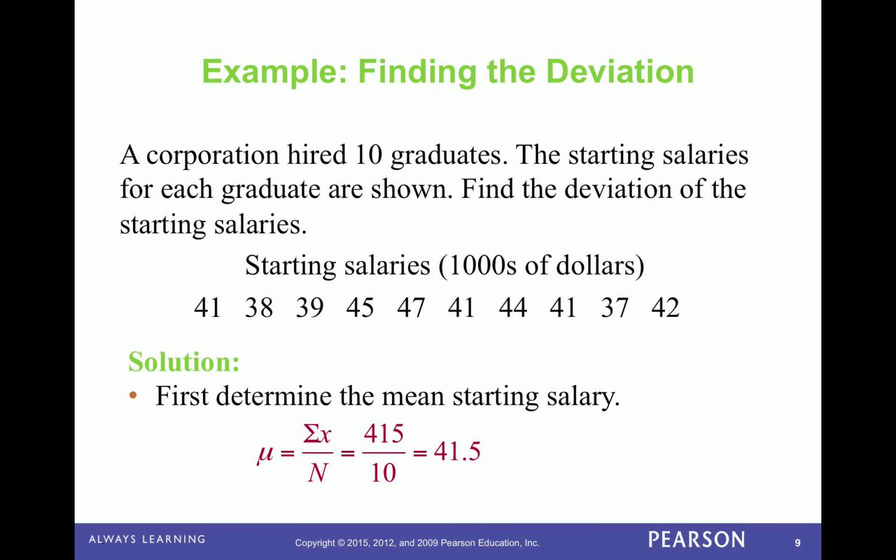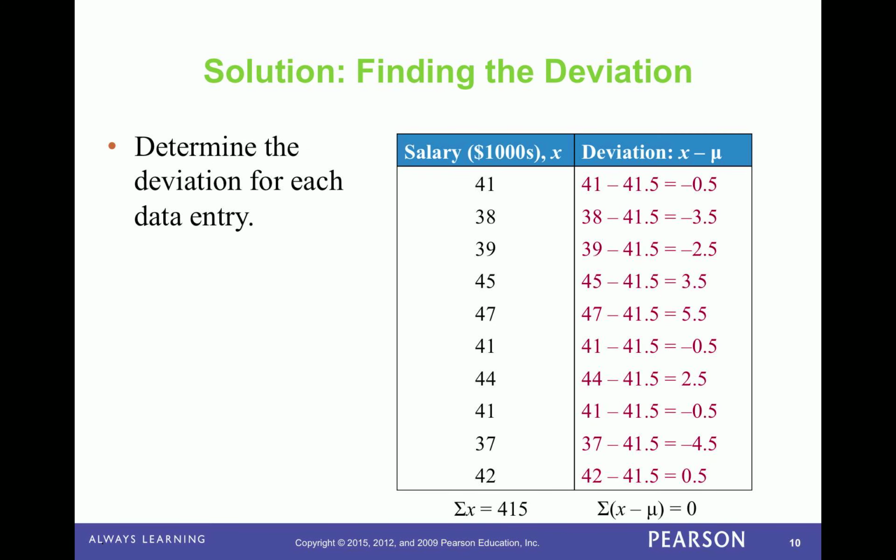Then we're going to go into a chart. All the data entries, so it's 41 minus mu, 38 minus mu, 39 minus mu. Those are all the deviations. The sum of the deviations will be 0.